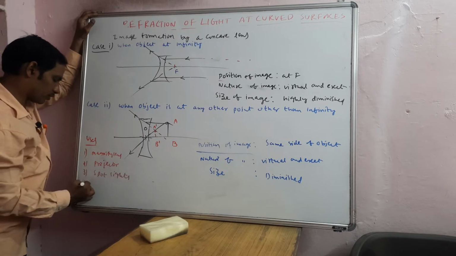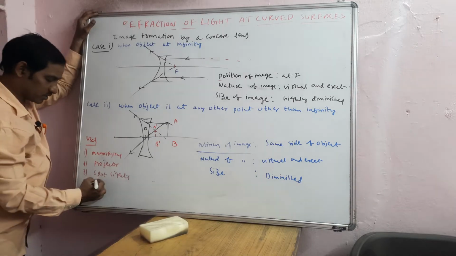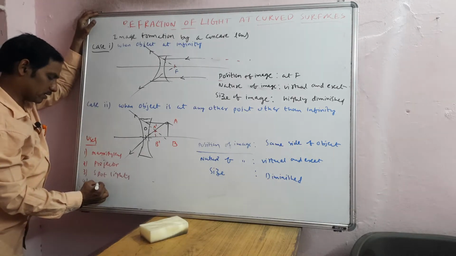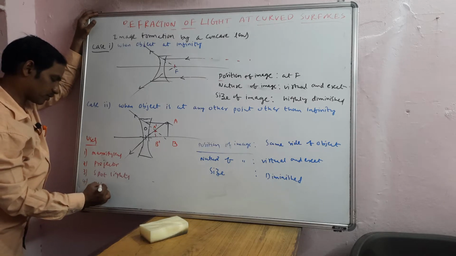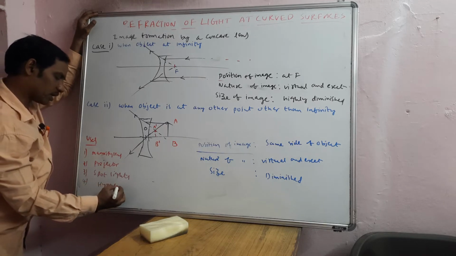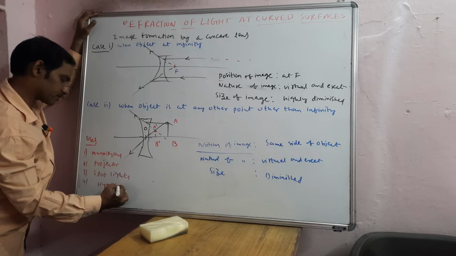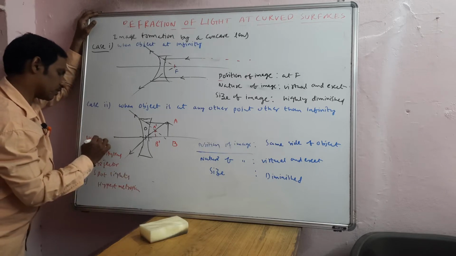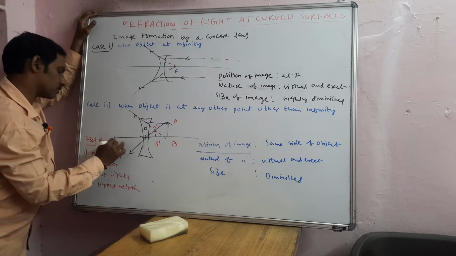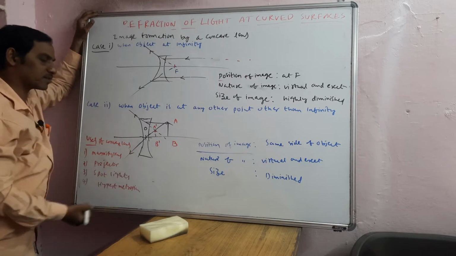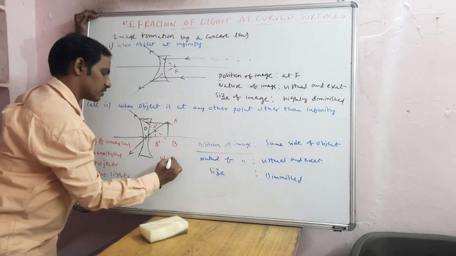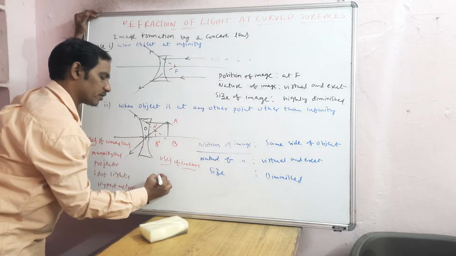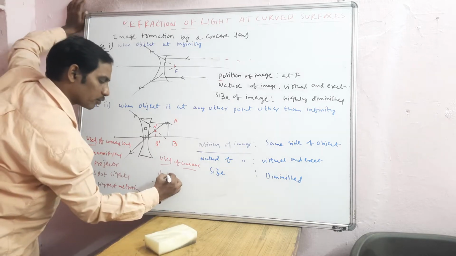And more, you can say it is used in correcting defects of vision. As far as I know, it is used to correct hypermetropia. So it is used like that. So this is about uses of a convex lens. For example, if anybody asks what is the use of a concave lens, you can say it is used to correct the defect of vision, that is myopia.